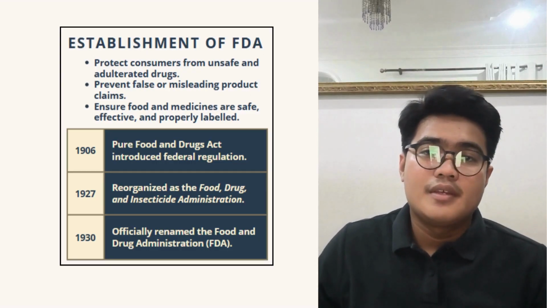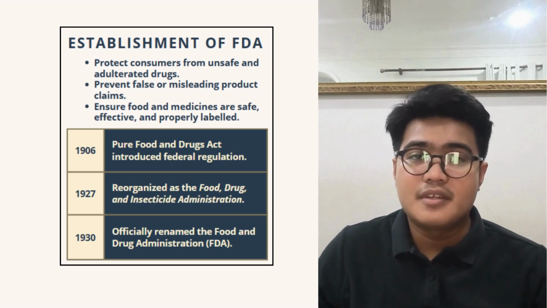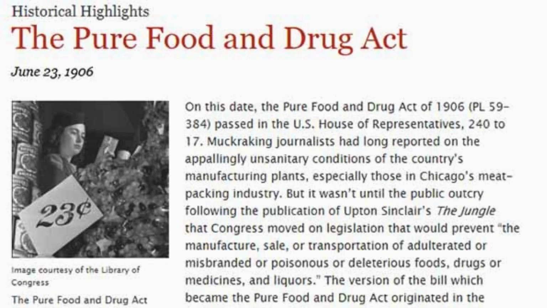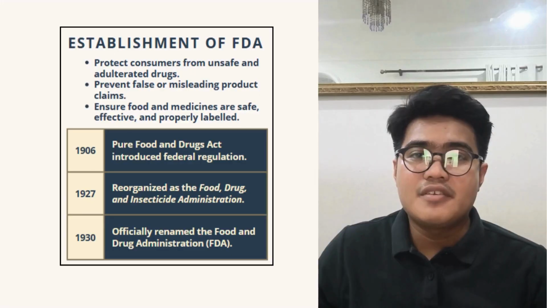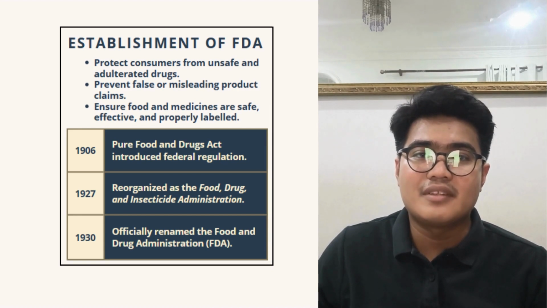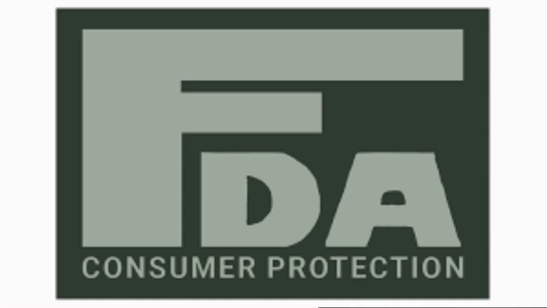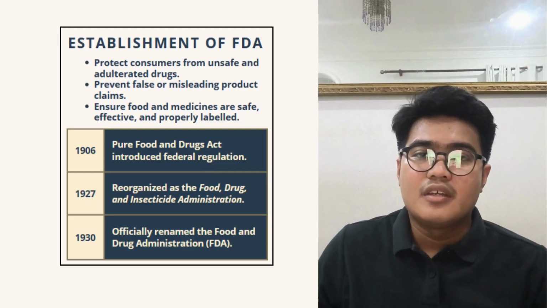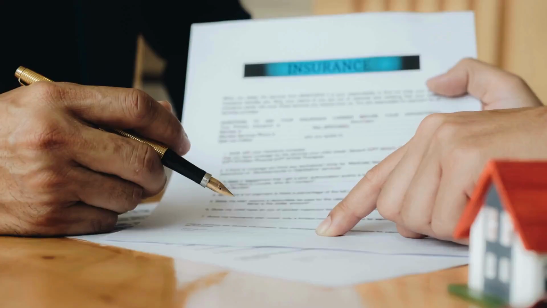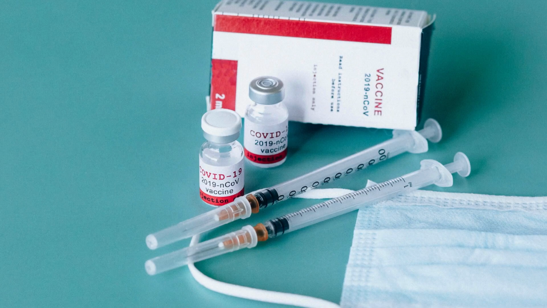protection. The FDA was established as a result of growing concerns about the safety of food and medicines in the early 20th century. In 1906, the Pure Food and Drugs Act was enacted, laying the foundation for federal regulation. The agency was reorganized in 1927 and officially became the Food and Drug Administration in 1930. Its primary purpose was to protect consumers from unsafe products, misleading claims, and poor quality medicines, while also ensuring products were properly labeled and safe for use.